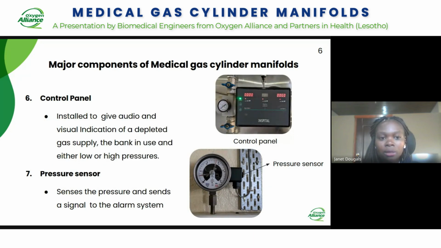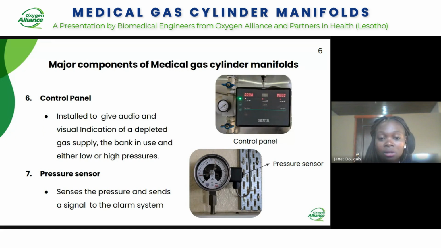Moving forward, we also have a control panel. These control panels have an alarm system in them. The control panel is installed to give an audio or a visual indication of a depleted gas supply within your system. It can also indicate the bank that is active or being used at that particular moment, since I've already said that we have the primary and the secondary bank. And it also indicates the pressure levels. If there are low or high pressures within the system, they need to be indicated.